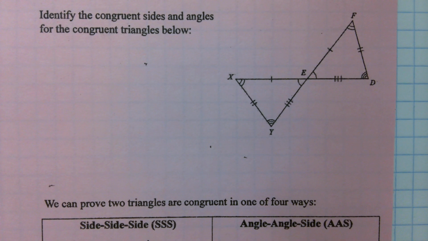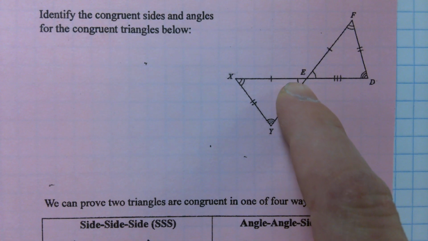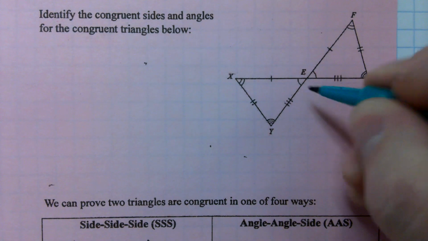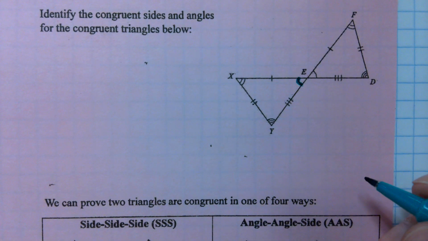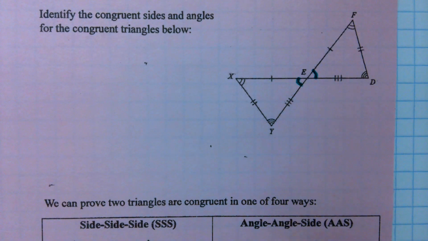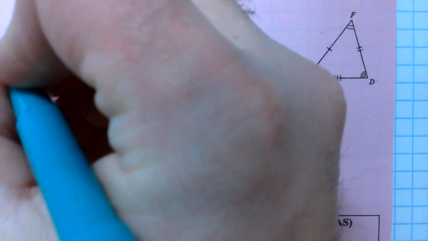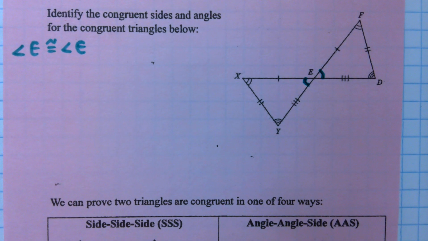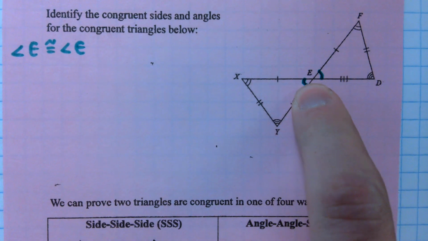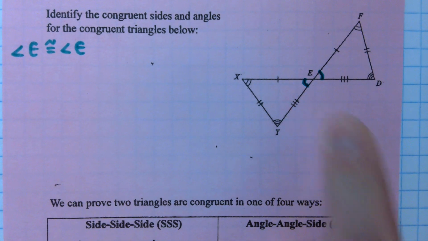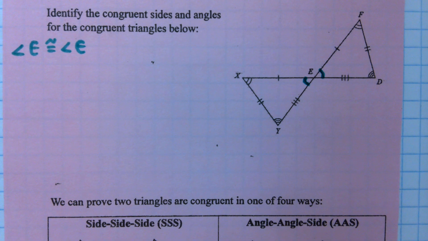If I take a look at angle E here, which angle is congruent to angle E? Well, what angle is that? Angle E. Angle E is congruent to angle E. That one's obvious because they share that middle angle. What type of angles do we call these two angle E's? Vertical angles. So of course they're congruent because vertical angles are congruent.